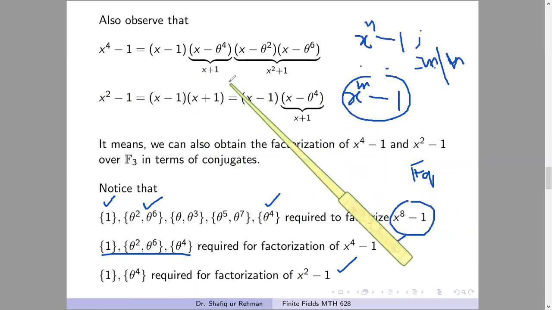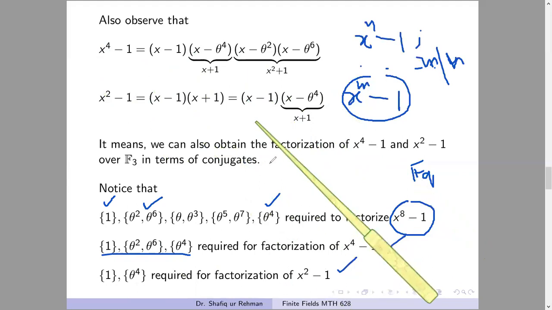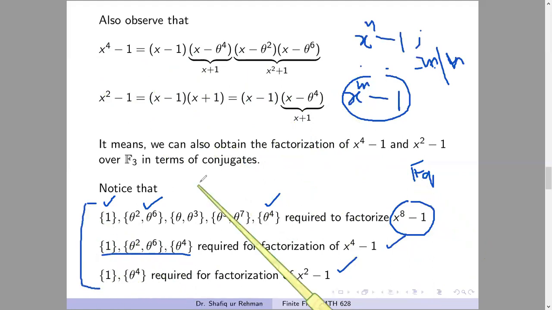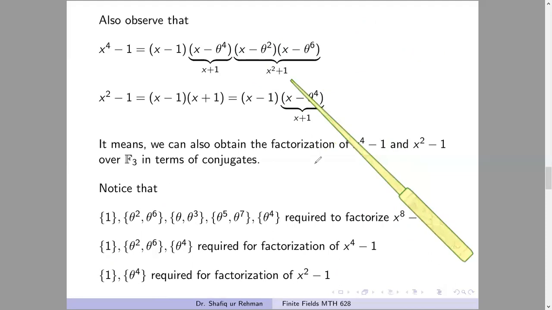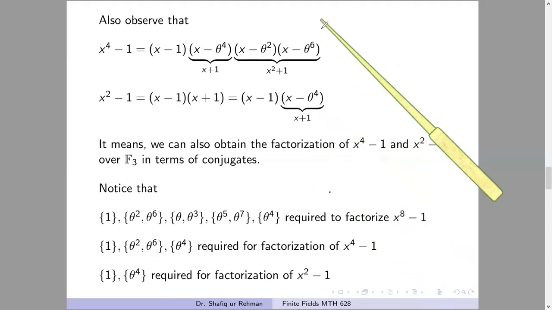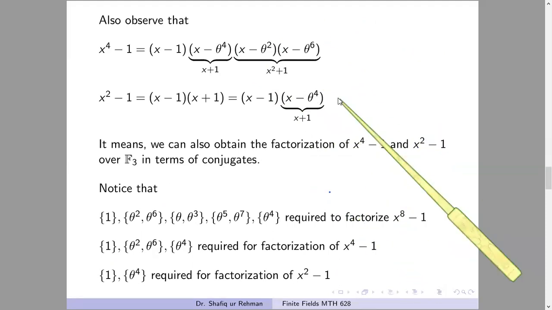We have to find some easy way to decide which set of conjugates is required for the other polynomials, and which are the divisors of these polynomials. So in order to make life easy for this procedure, how to decide this, let us see what is our plan in the next slide.